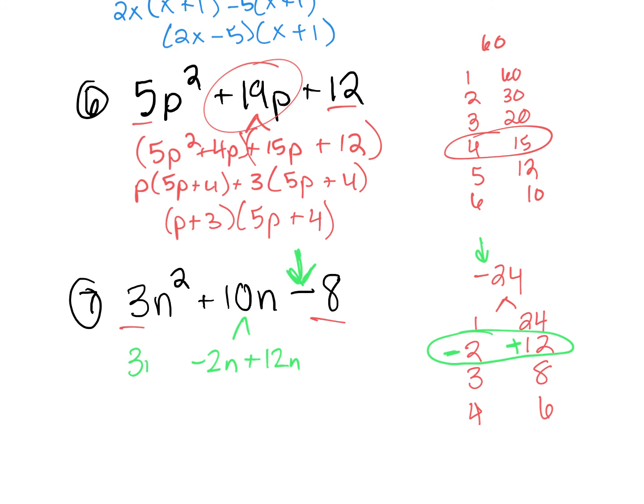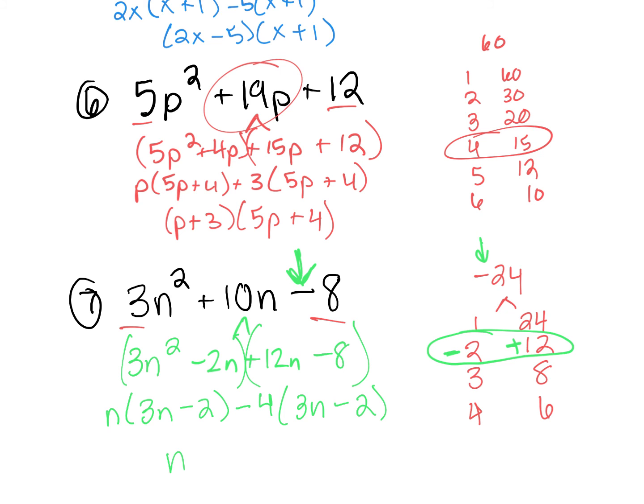So bring down your 3n squared. Bring down your minus 8. And group again. So we can take out an n, leaving us with 3n minus 2. Here we can take out a 4, leaving us with 3n minus 2, making that final answer n minus 4 times 3n minus 2.